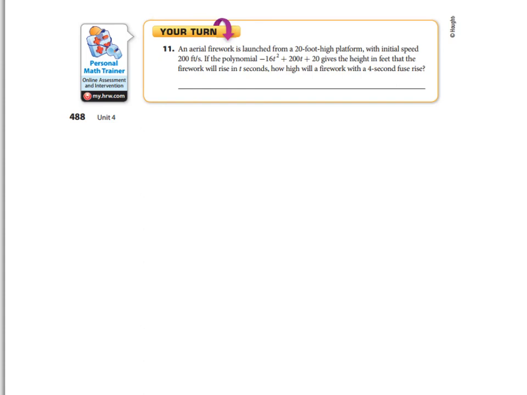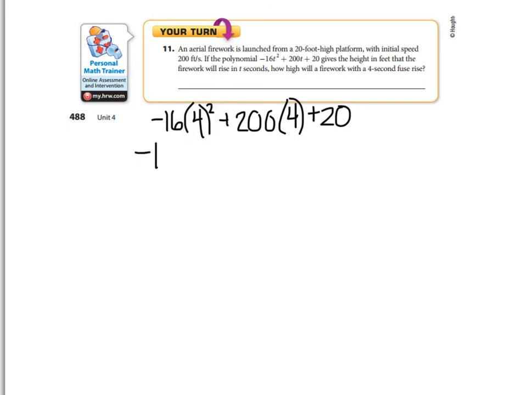So here for this one, we're plugging in 4. So you should have negative 16 times 4 squared plus 200 times 4 plus 20. Order of operations would say exponents first. So I would now have negative 16 times 16.